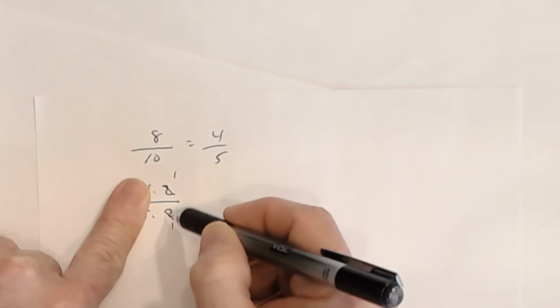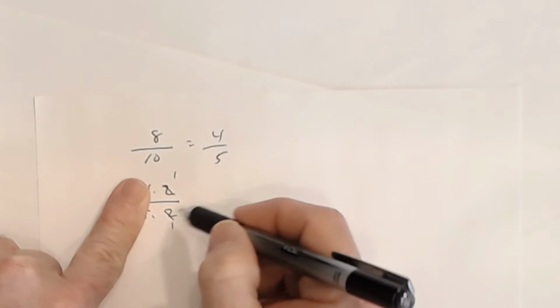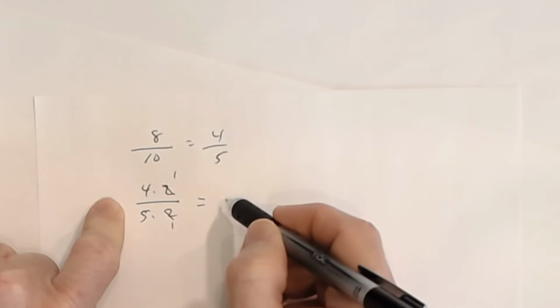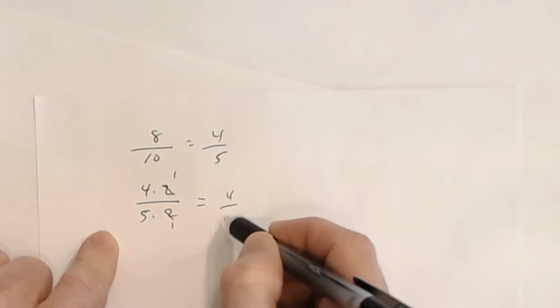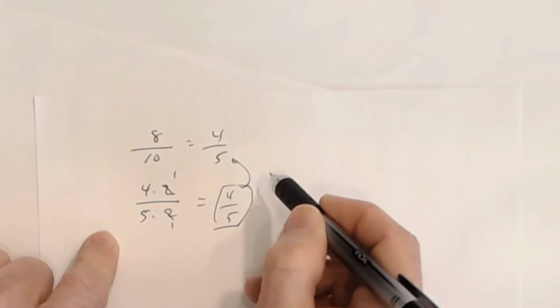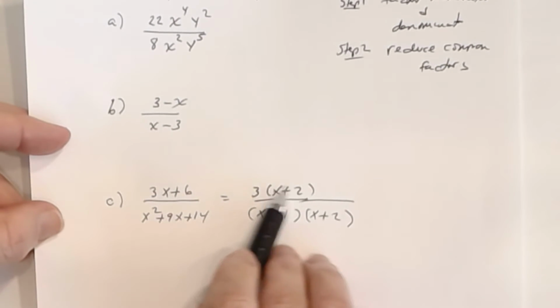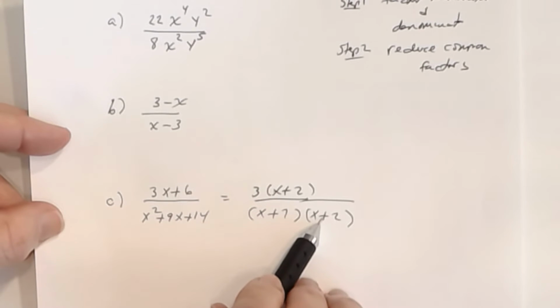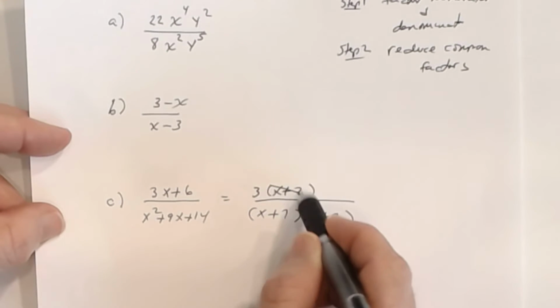Okay? They're the same factor. So you divide those out, and you get 4 times 1 is 4, 5 times 1 is 5, which is what we had here. That idea applies here as well. You see you have that x plus 2 as a factor. I see an x plus 2 as a factor as well, so I can divide those out.